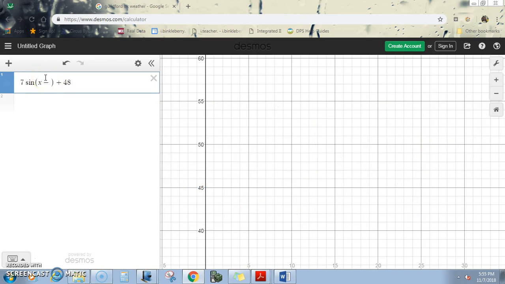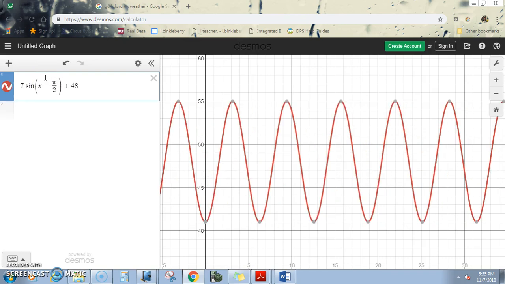over 2. So we'll put minus pi divided by 2, right? So now we have 0, 41. Then at noon, it is 55. And then it goes back at 2 pi, right? 24 hours later, it's back at 2 pi over 41. So everything's perfect, except the problem, you guys, is we are still in radians.